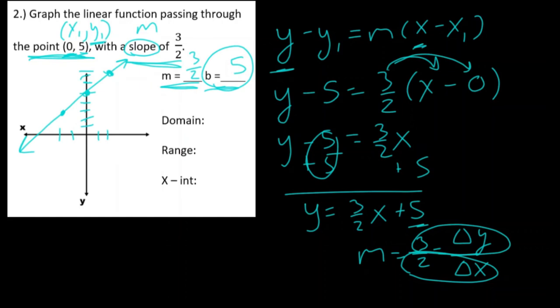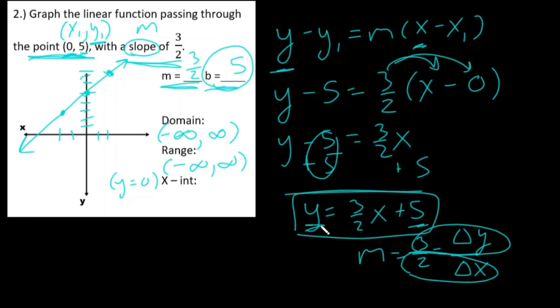Now, one thing we won't really touch on too much here in this video, we should know at this point the domain of any linear function is going to be negative infinity to positive infinity. And we should know the range is going to be from negative infinity to positive infinity as well. The last thing we want to look at is our x-intercept. And don't ever forget, our x-intercept is where y equals 0. So when I look at this function right here, instead of writing y, we can write 0 equals 3 over 2x plus 5.